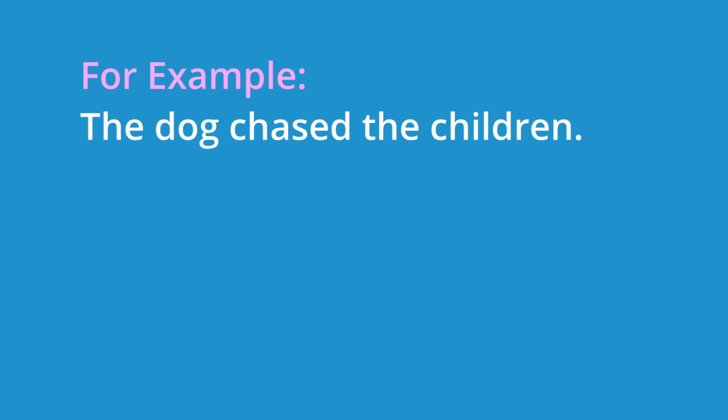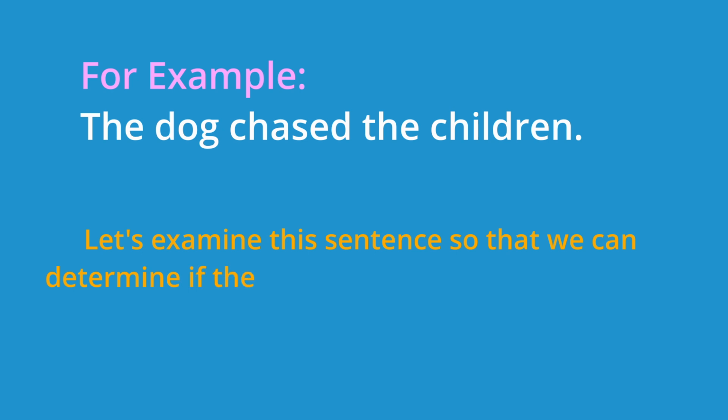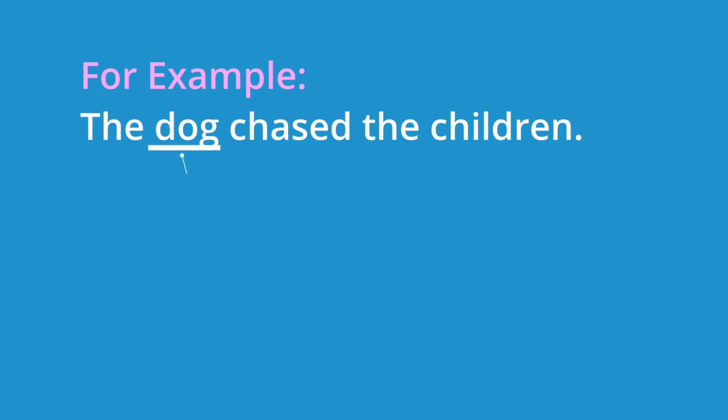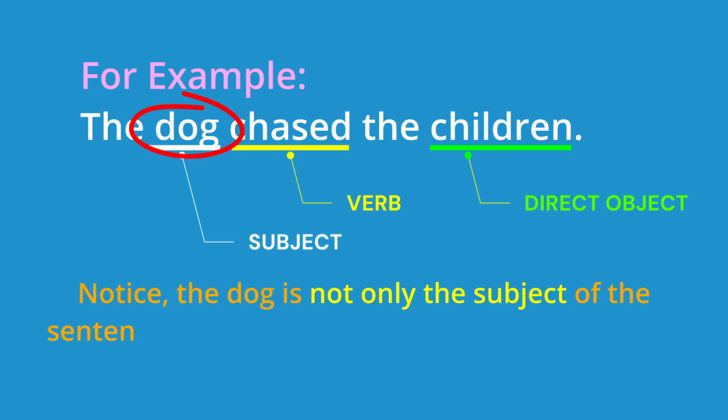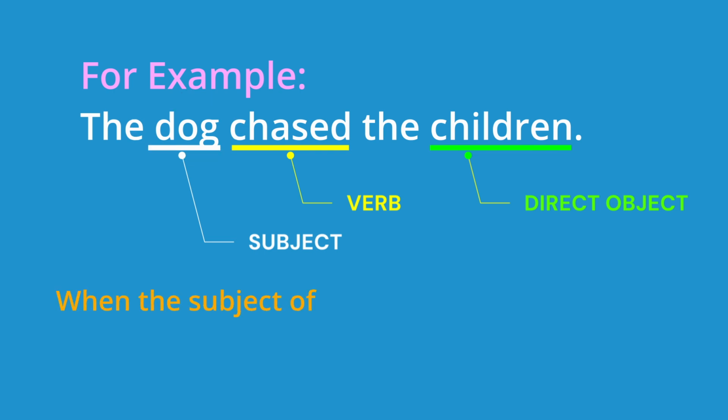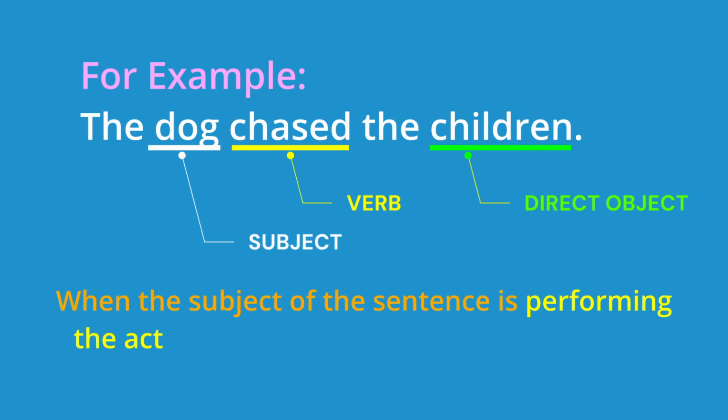For example, the dog chased the children. Let's examine this sentence so that we can determine if the sentence is in the active voice or the passive voice. The subject in this sentence is dog. The verb is chased and the direct object is children. Notice the dog is not only the subject of the sentence, but also the one performing the action. When the subject of the sentence is performing the action, the sentence is in the active voice.